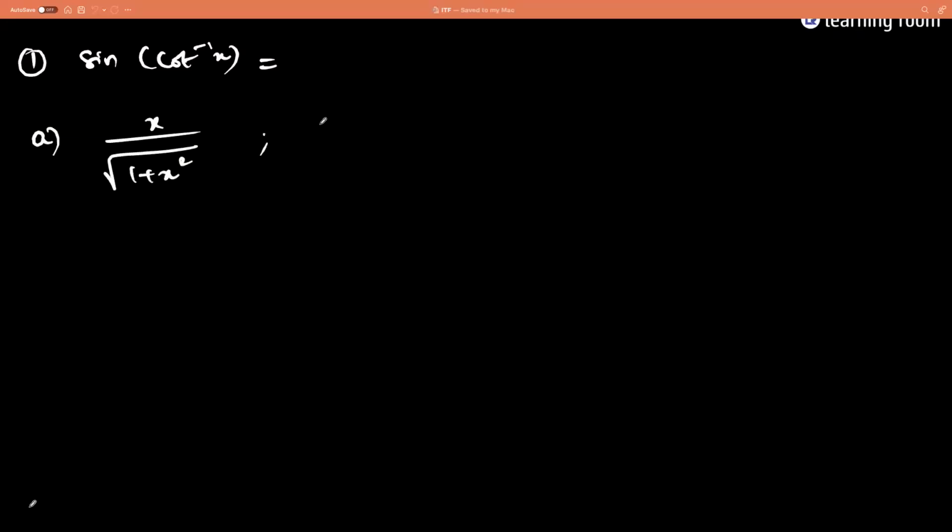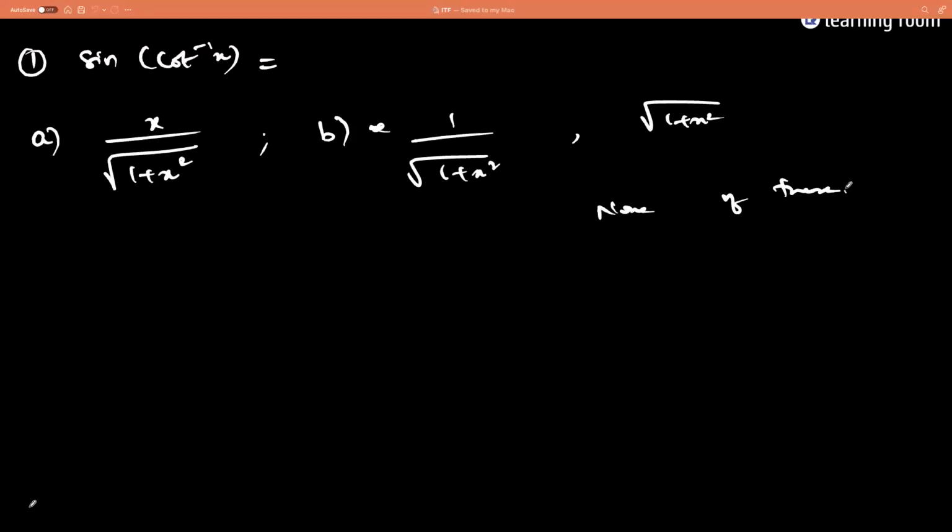The first question is like this. Sine of cot inverse x is equal to: the options are x divided by root of 1 plus x square, 1 by root of 1 plus x square, root of 1 plus x square, none of these. One minute time.